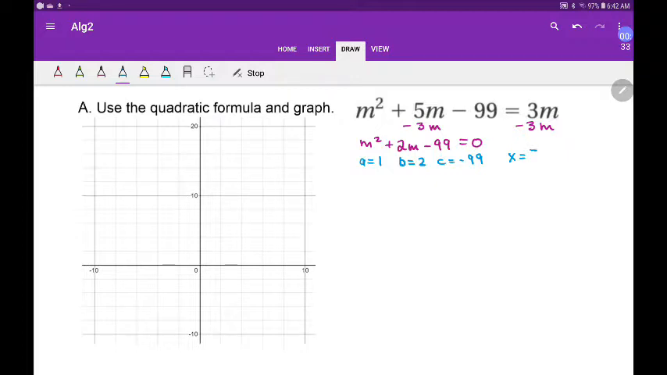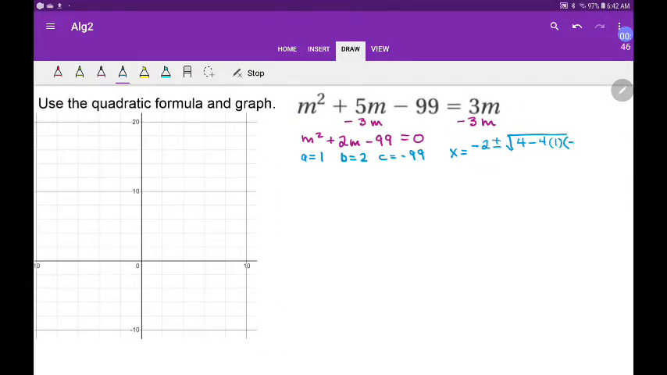Okay, so then x is equal to negative b, so that's negative 2, plus or minus the square root of b squared, so 2 times 2 is 4, minus 4 times a, which is 1, and c, which is negative 99, all over 2 times a. Okay, so let's see what this looks like. Negative 2 plus or minus the square root of 4 times 100 would be 400, but this is 1 shy every time, so that's 396. So 4 plus 396.